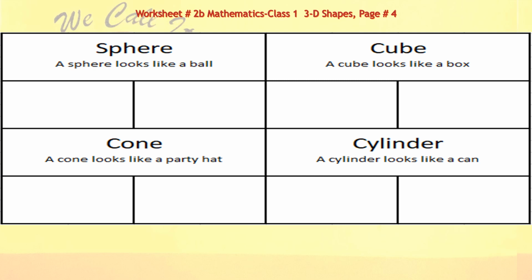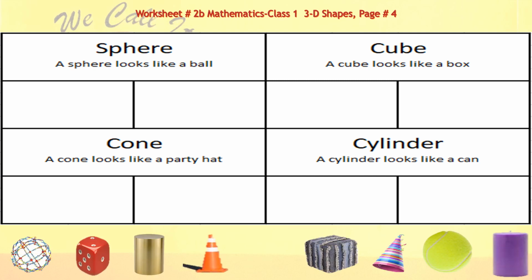The next shape is a cone. A cone looks like a party hat. Again, 2 boxes are given. The next one is the last one, a cylinder. A cylinder looks like a can. 2 empty boxes are again given. Okay. Oh, I can see some different shapes. Can you see the pictures of different 3D shapes?